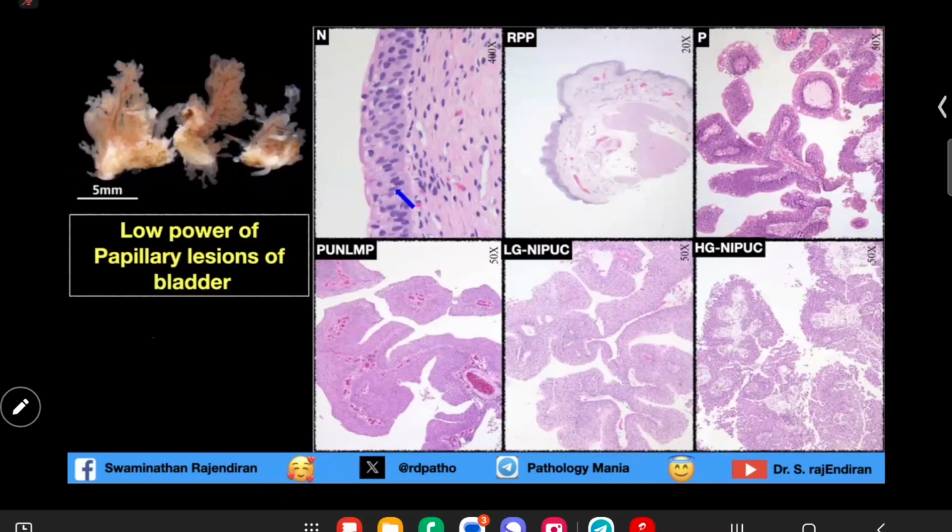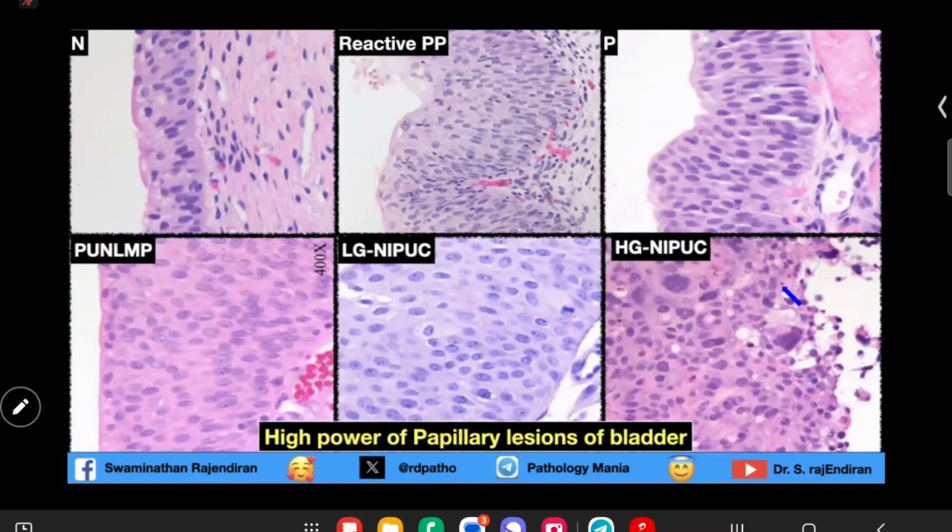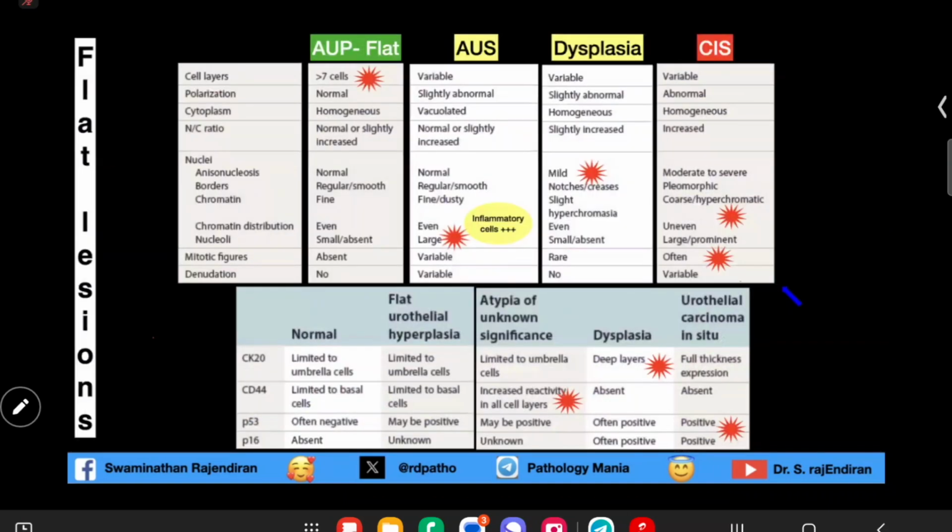So this is a composite picture where I want to put all the papillary lesions in low power, how they look. Normal, reactive papillary proliferation, knuckles, papillary processes, normal cytology, papilloma, minimal atypia PUNLMP, mild to moderate atypia low grade, severe atypia high grade. And this is the same picture in high power. So I hope you are all now comfortable in diagnosing the papillary lesions of the bladder.